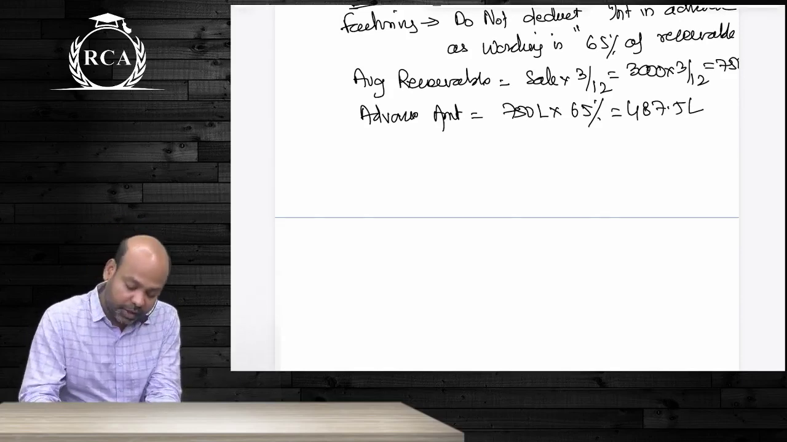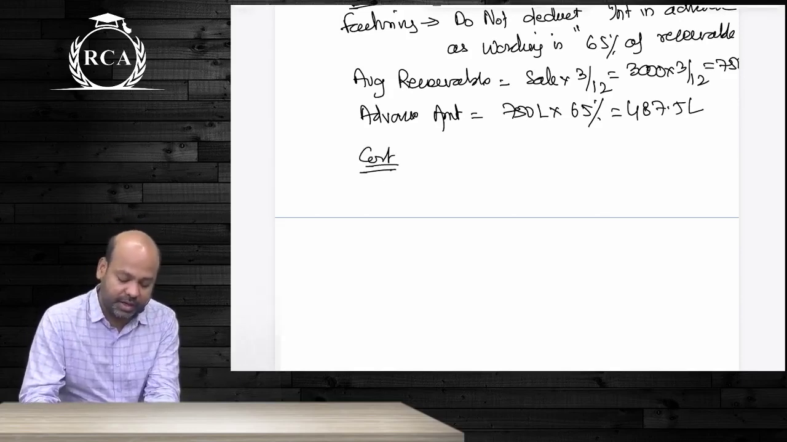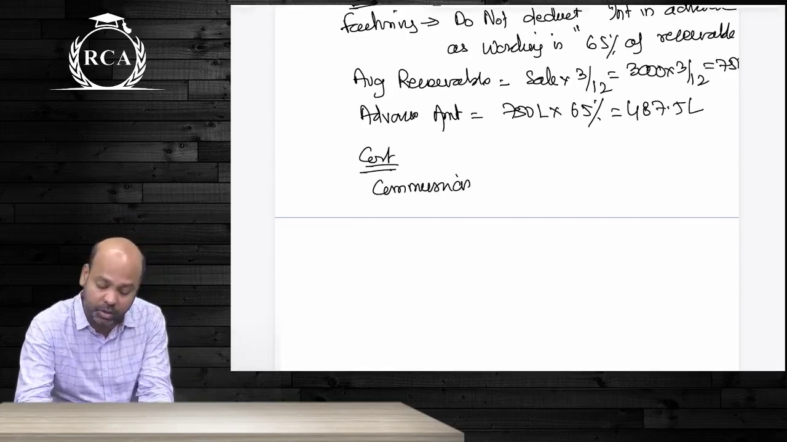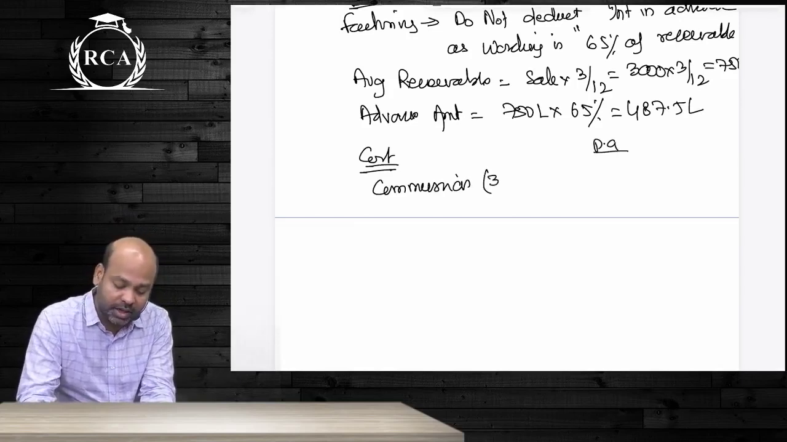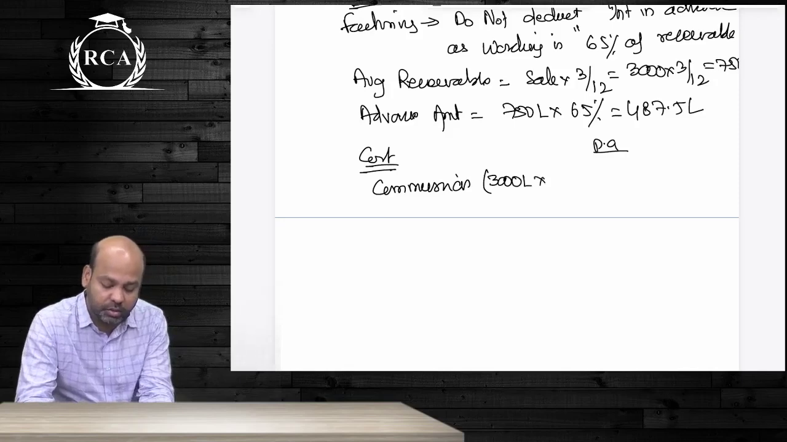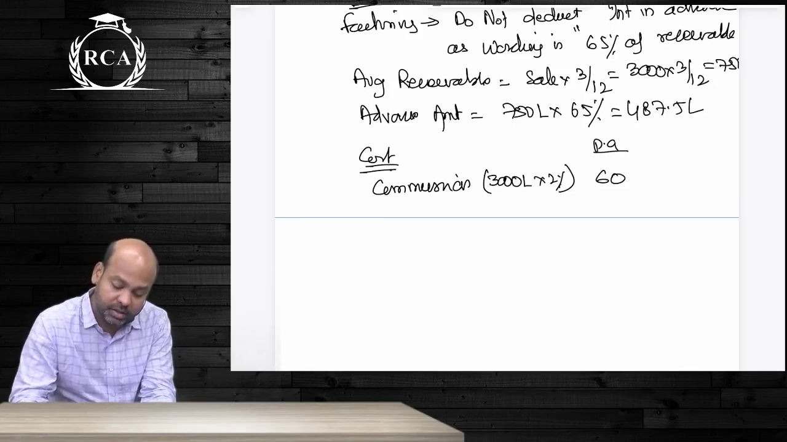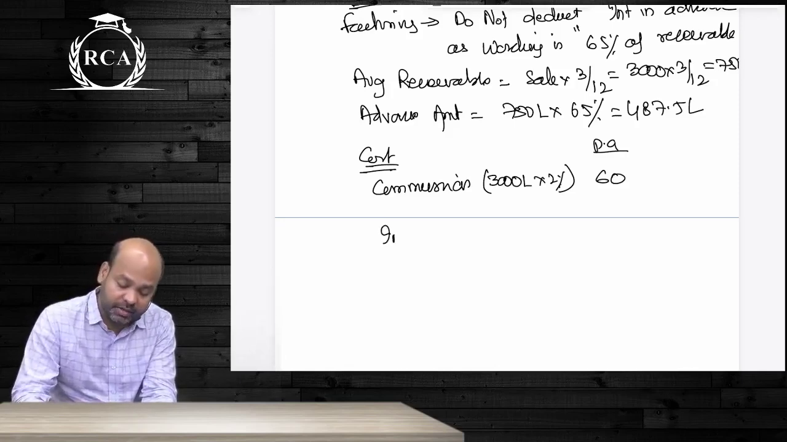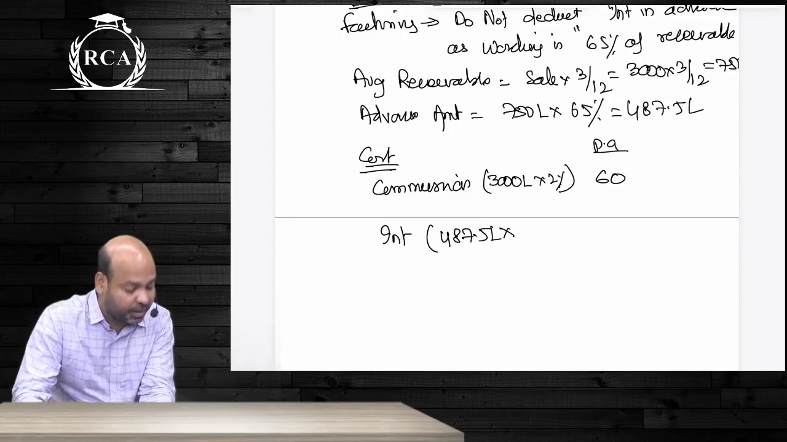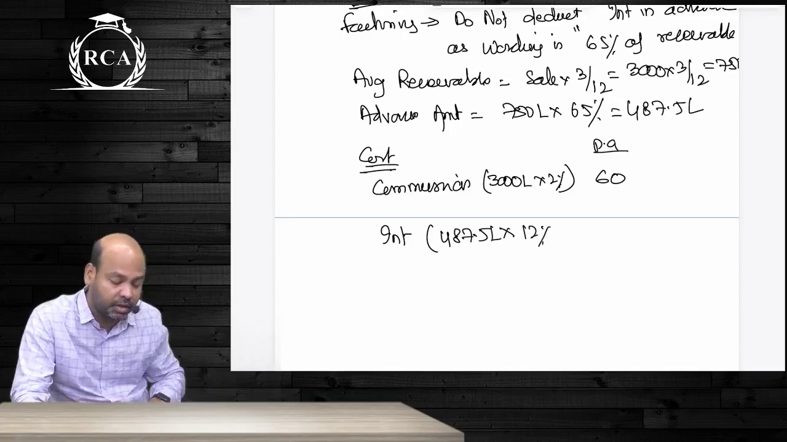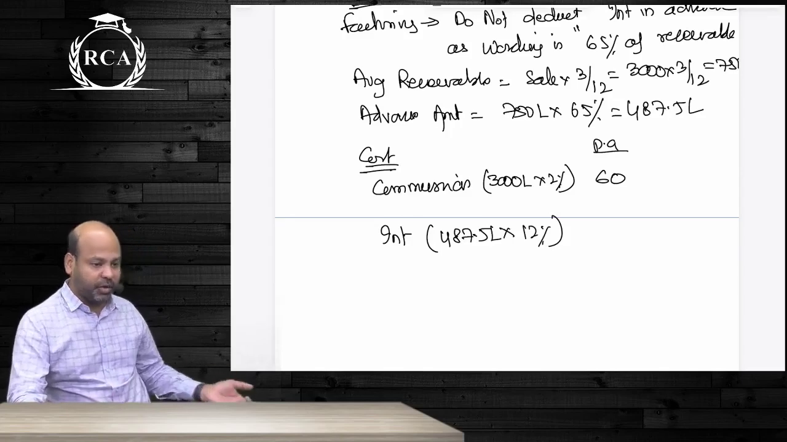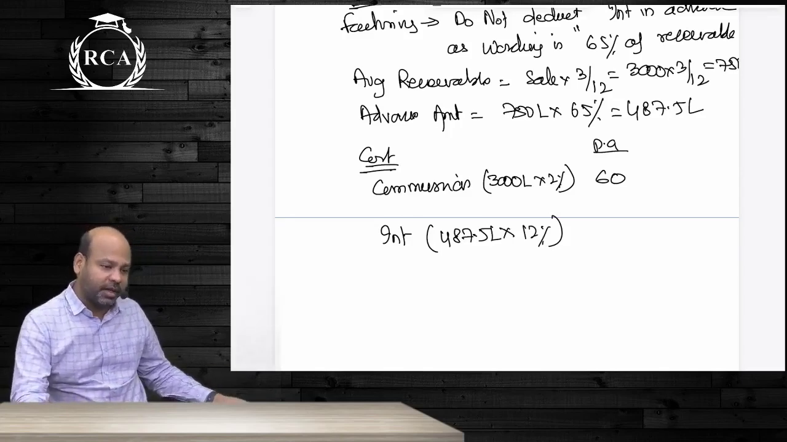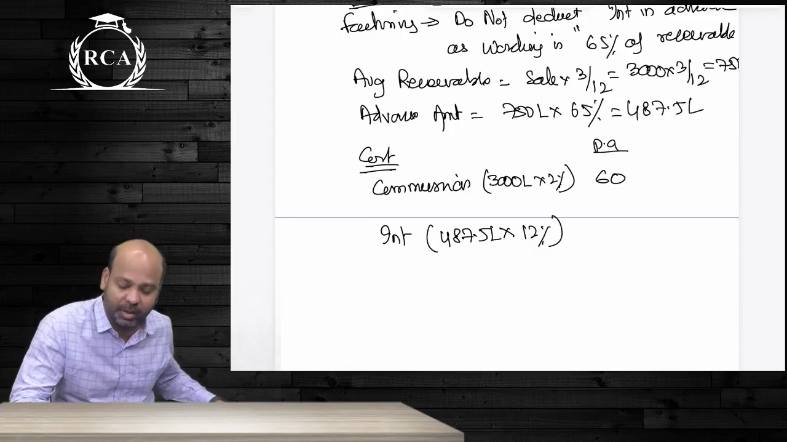Guys, what is your net cost, beta? In cost first, guys, I will write commission. In the entire year, guys, will commission be payable on the entire amount? How much, beta? 3,000 lakhs into percentage, 2%. How much will that be, guys? 60 lakhs. After that, beta, interest, guys. Can I directly write 487.5 lakhs multiplied by 12% for the entire year? You can write into 3 by 12 first and then write into 12 by 3 again to annualize it. How much will this be, guys?